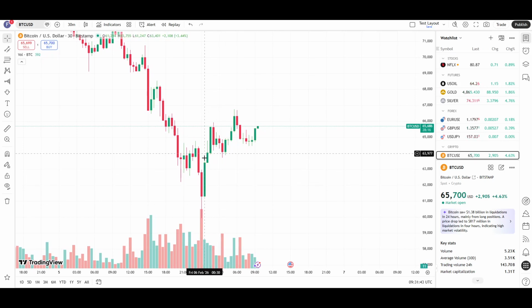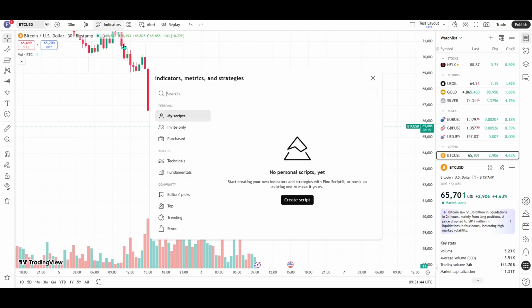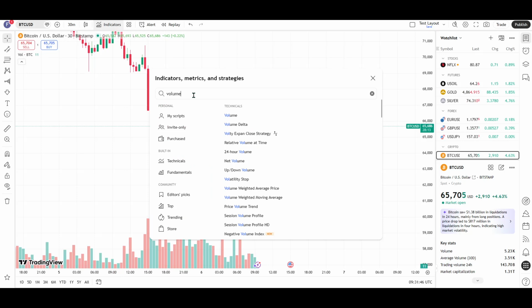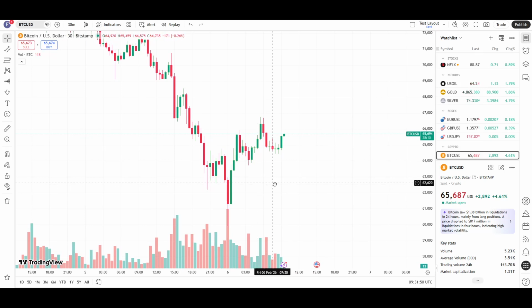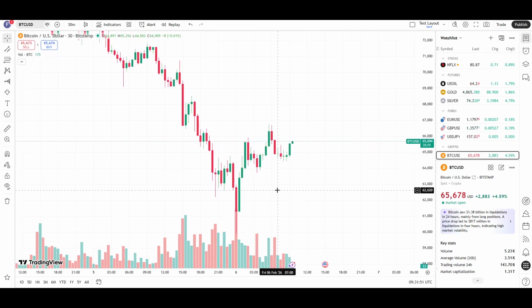And there you go. Once you click Indicators, search for volume, and select the one you need, it appears instantly on your chart, ready to use. That's all you need to start reading volume in TradingView. If you keep this simple workflow in mind, you'll be able to add volume to any chart in seconds, and immediately get a better sense of how actively a market is trading.